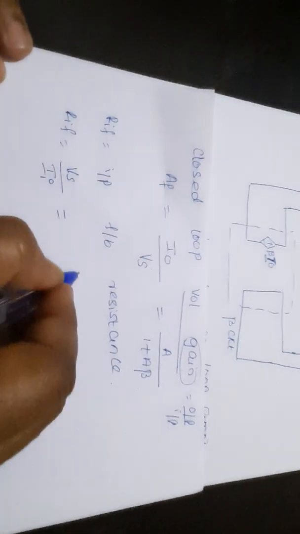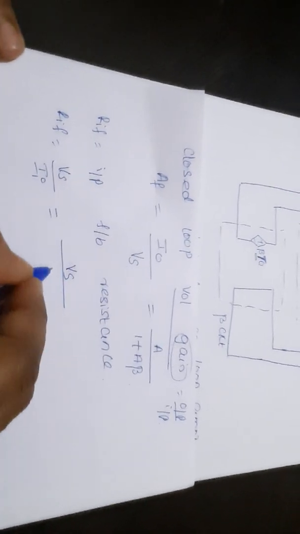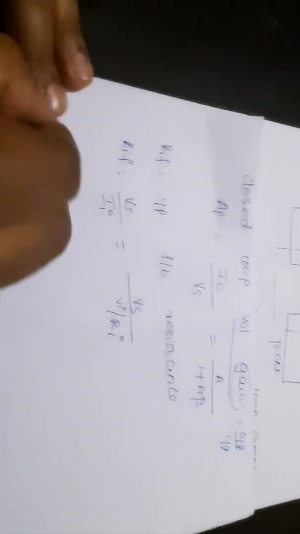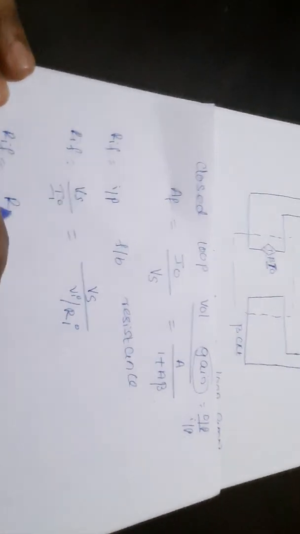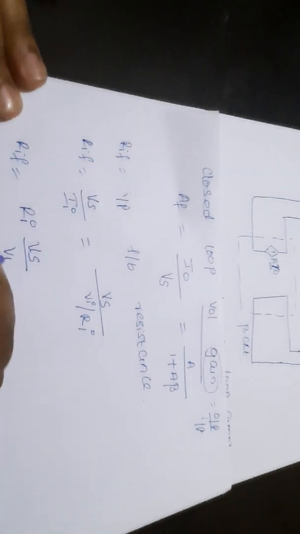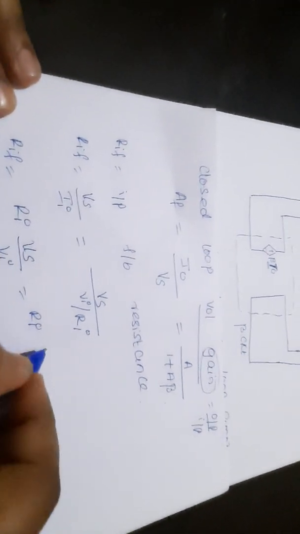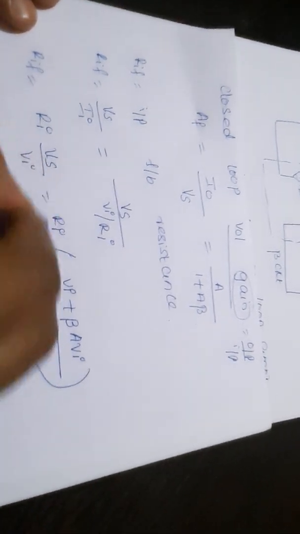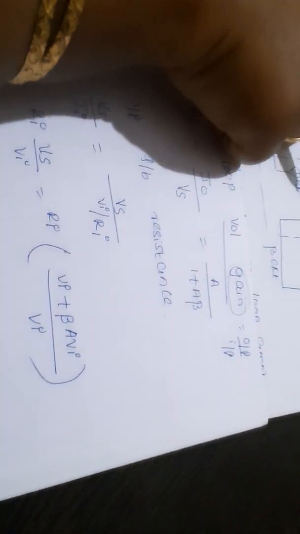Or it can be written as Vs divided by Vi divided by Ri. Or it can be written as Ri into Vs divided by Vi. Or Ri into Vs, this voltage, can be written as Vi plus beta A Vi divided by Vi. How do we get this Vs?